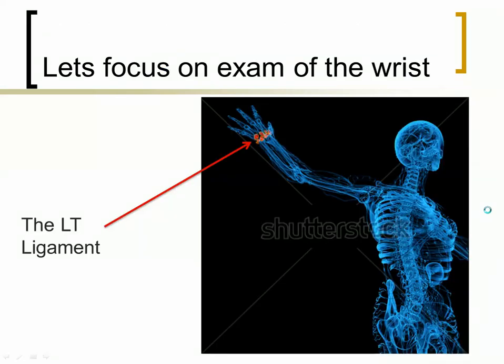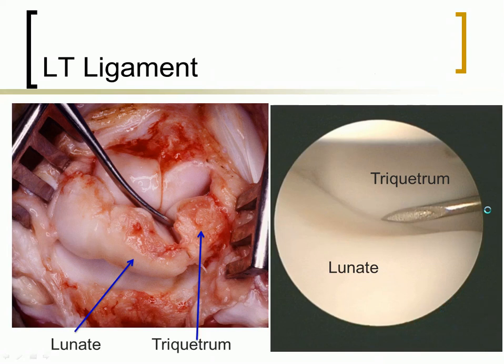Let's focus on different conditions, describe the pathology and the physical exam, and let's begin with the LT, the lunotriquetral ligament. On the left is an intraoperative view. It shows a tear of the LT ligament. On the right is an arthroscopic view through the mid-carpal portal. It shows a stable LT interval. The clinical exam for LT ligament tear involves grasping the lunate in one hand and the triquetrum in the other and trying to move them in opposite directions.